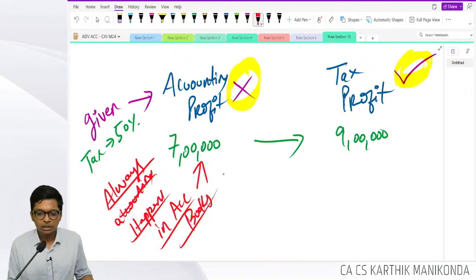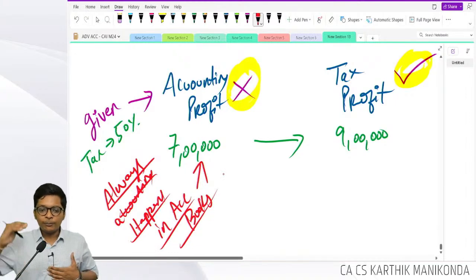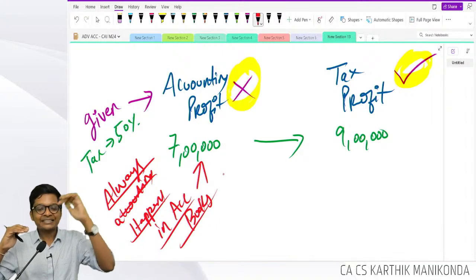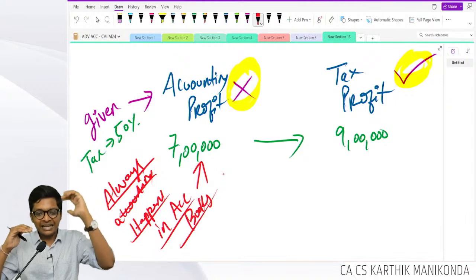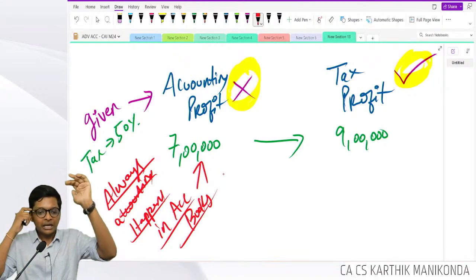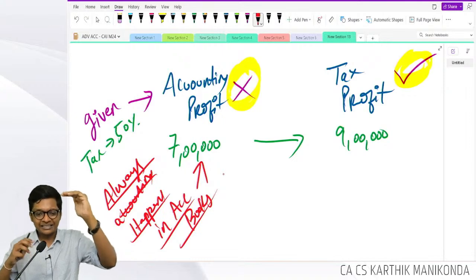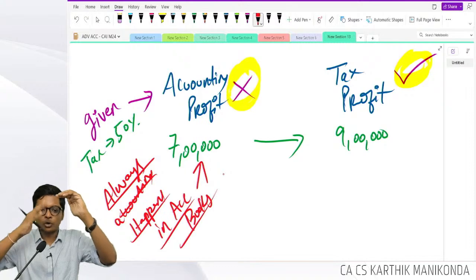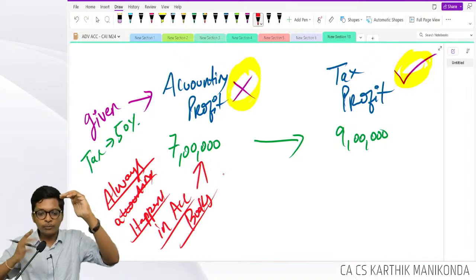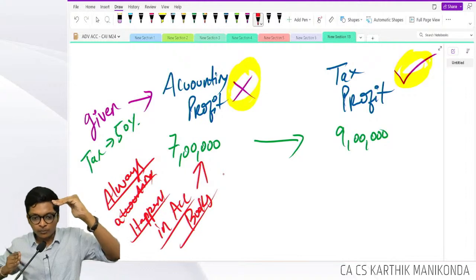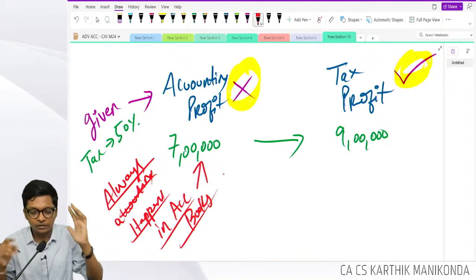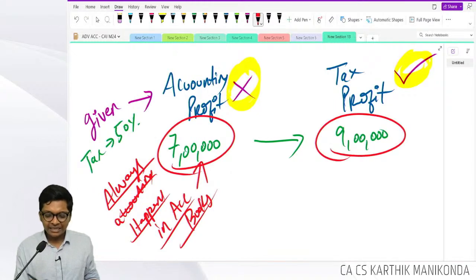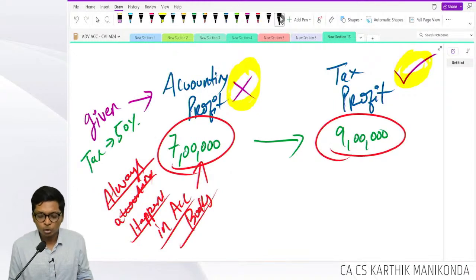Now come to the shortcut. The shortcut is simple. If accounting profit is 7 lakhs and tax profit is 9 lakhs, which is correct? Tax is correct. Accounting is wrong. From the wrong profit, I have to go to the correct profit. Shortcut, follow. So, from 7 lakhs, I have to go to 9 lakhs.